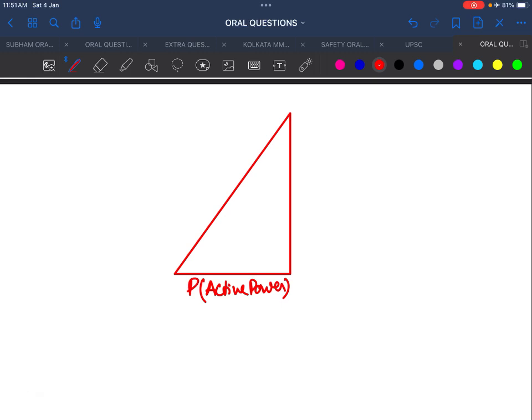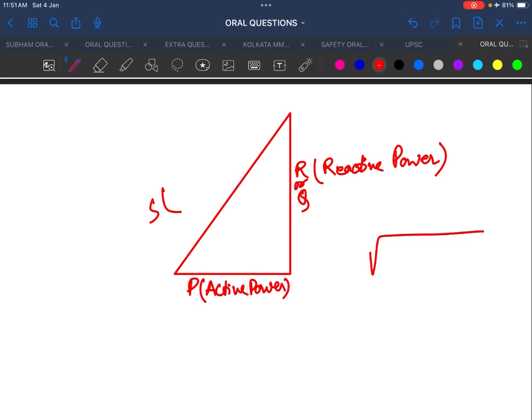Active power is denoted by R. Reactive power is also sometimes denoted by Q. Okay, R or Q, reactive power. And this is the apparent power, which is the vector sum of the active power and reactive power. Okay, vector sum, apparent power.